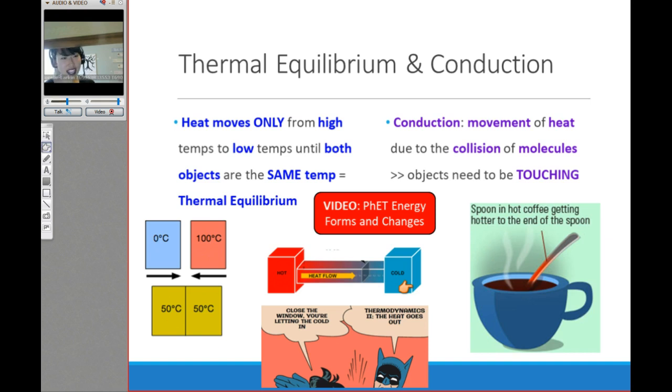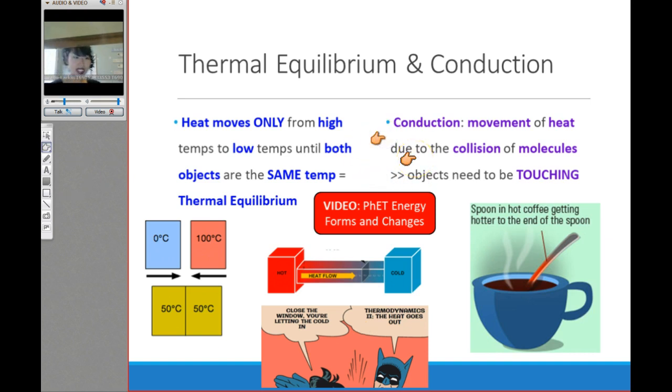Now if they tell you that, you could be like, that's not true, Mom and Dad. You can actually only let heat out. Close the window, you're letting the cold in? Not true. Thermodynamics says that heat actually goes out. So there is no such thing as cold. Cold is just the absence of heat.